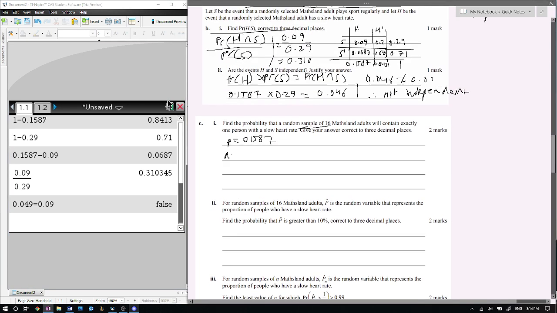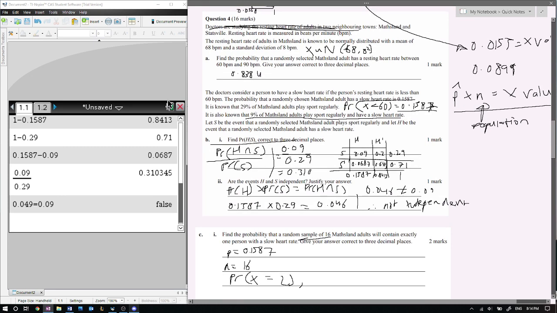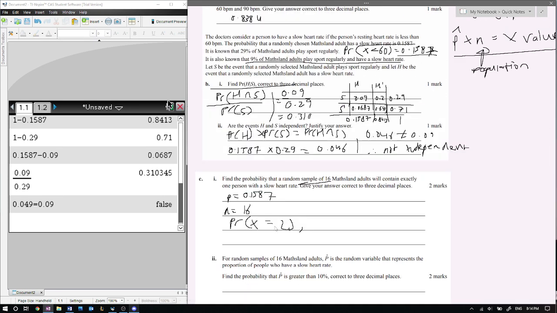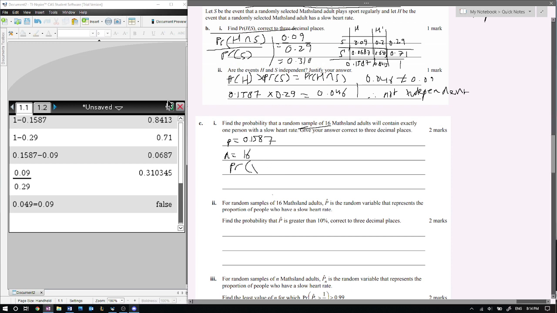So p is equal to 0.1587, n is equal to 16, and the probability that it will contain exactly one person. I think this is quite straightforward, an easy 2 marker. Pr x is equal to 2. Oh sorry, your H is slow, so it should be H is equal to 2. I want to be careful just in case VCAA wants you to have the correct variable. So H is equal to 2.